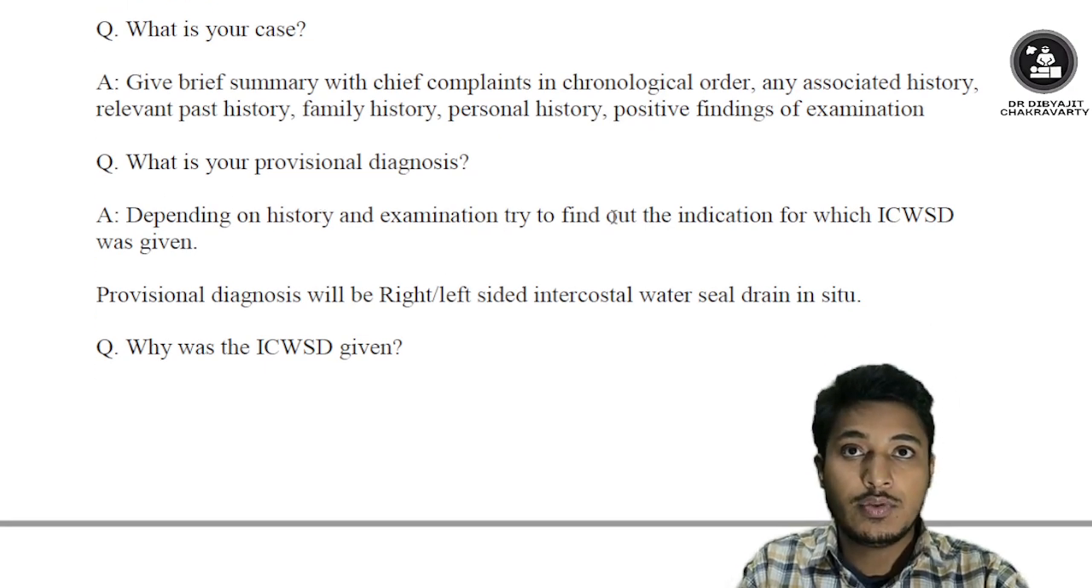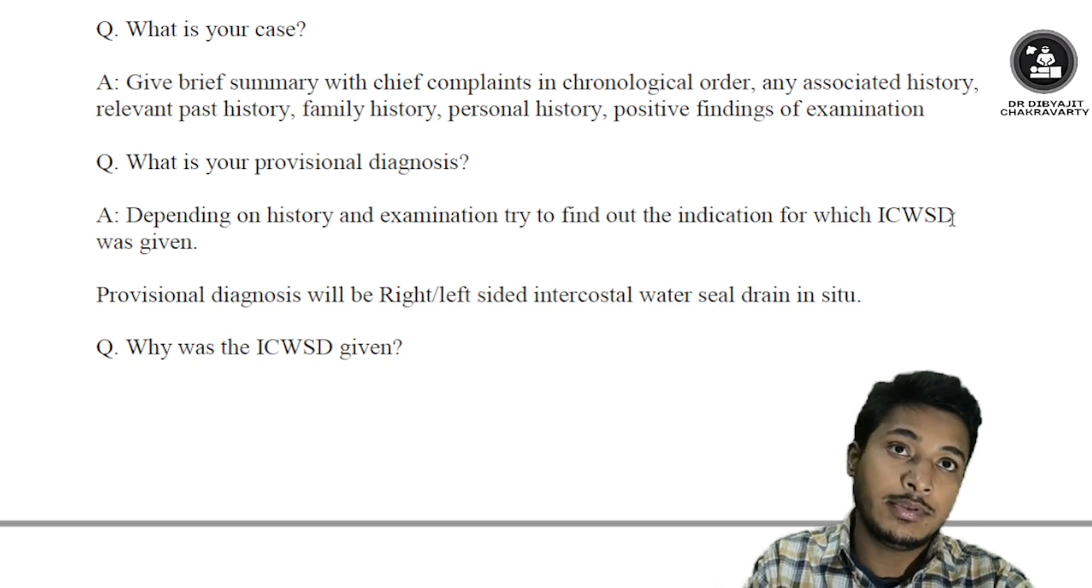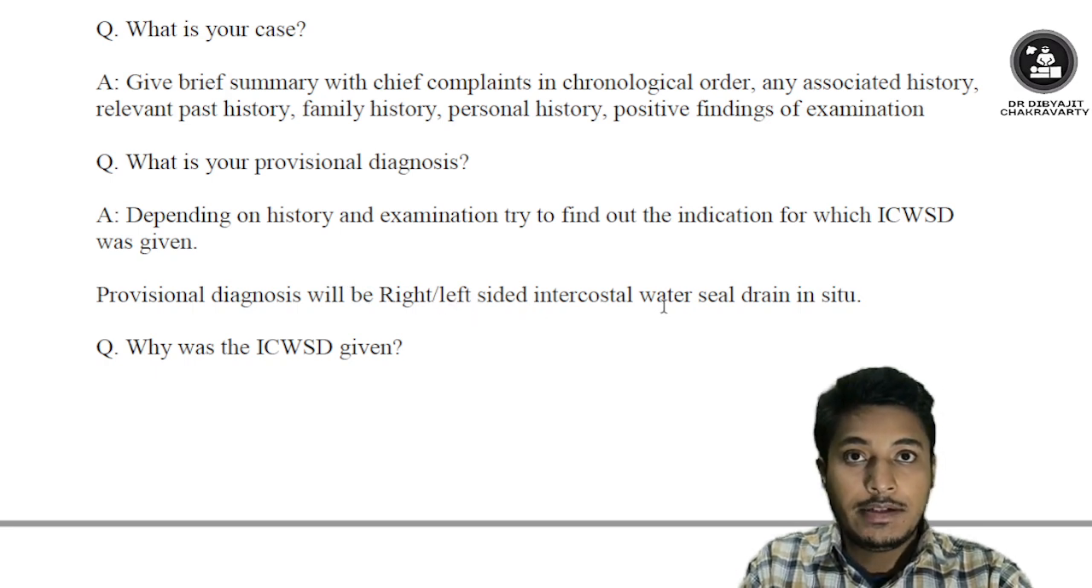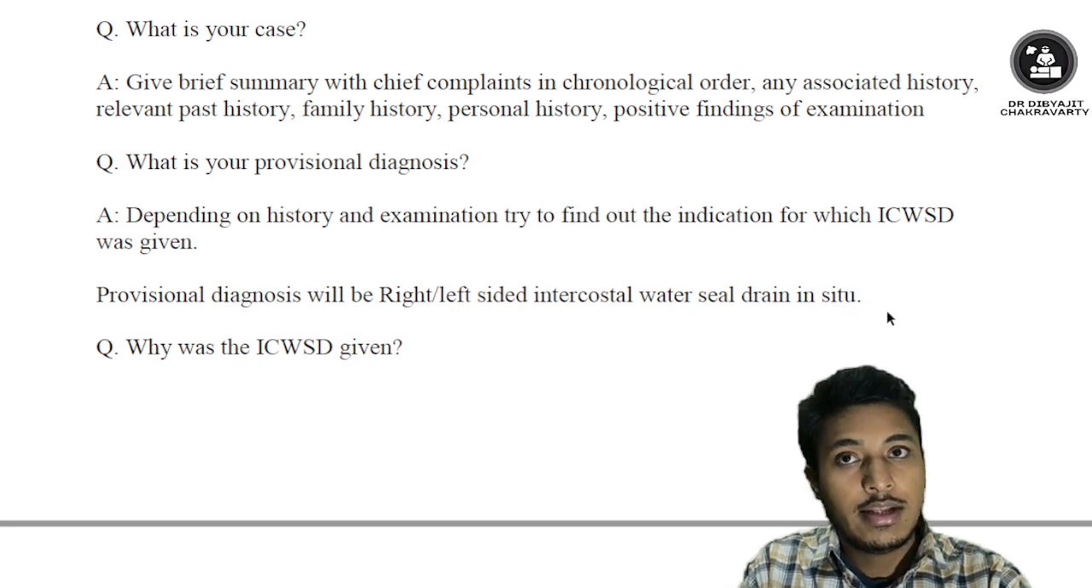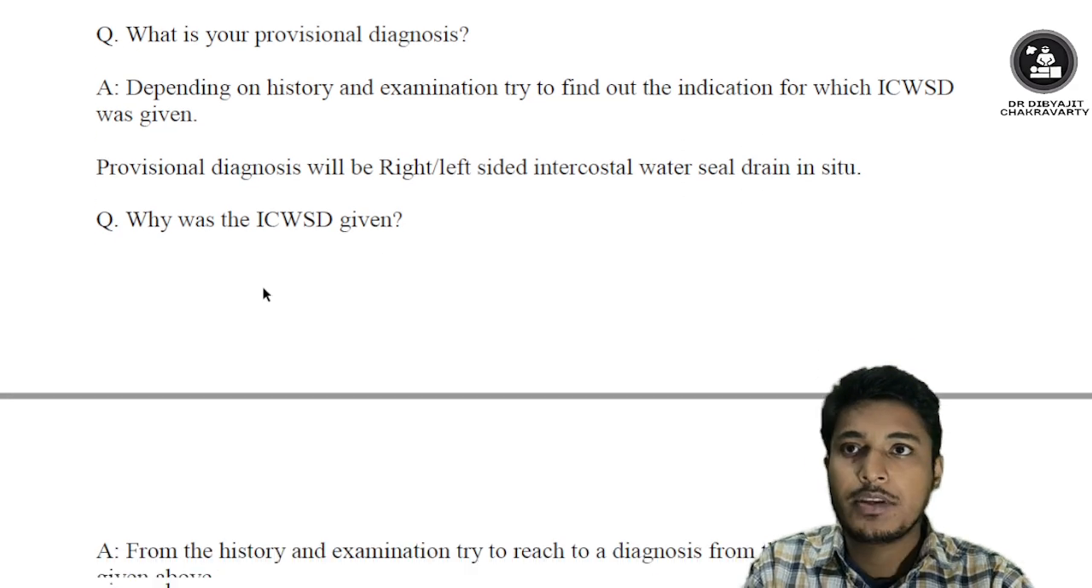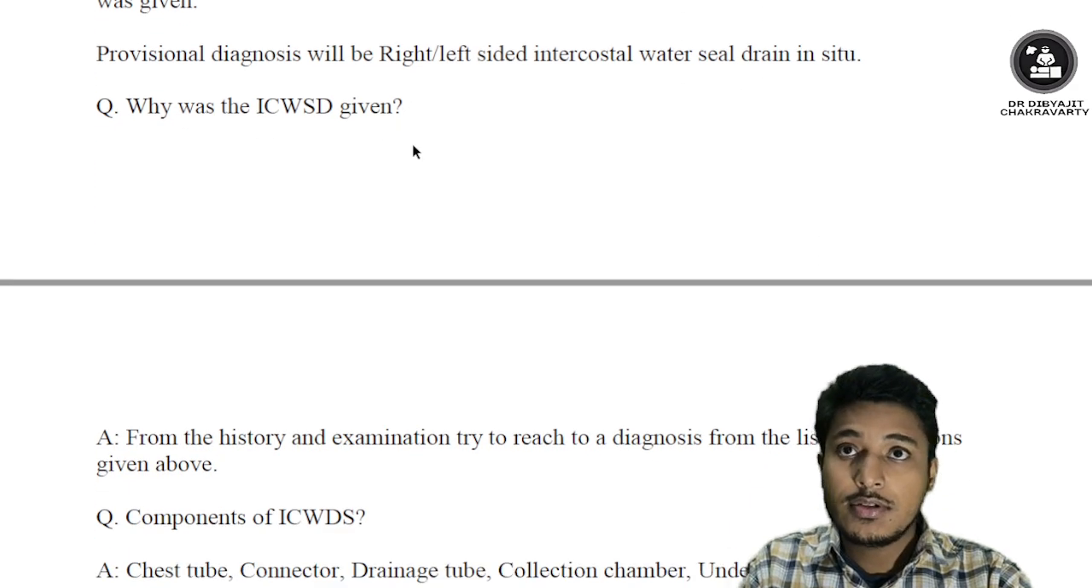On examination, we should try to find out the indication for chest tube insertion, and thus we have to give the provisional diagnosis as left or right sided intercostal water seal drain in situ. If possible, we should mention the indication for which the intercostal water seal drain was given, which is not compulsory. Then, why was the intercostal water seal drain given?